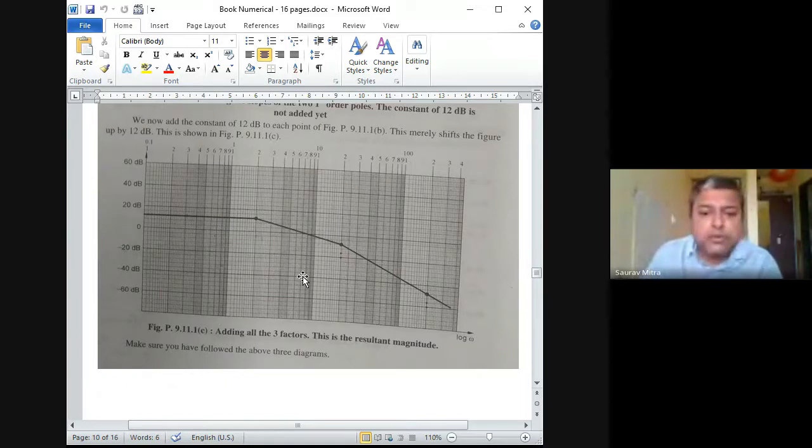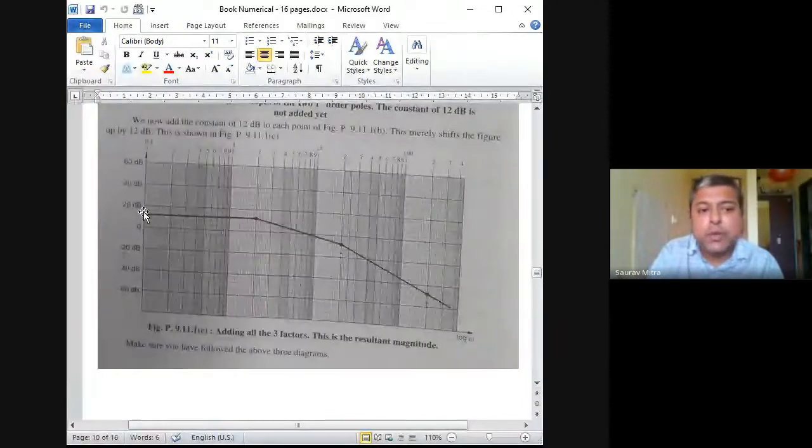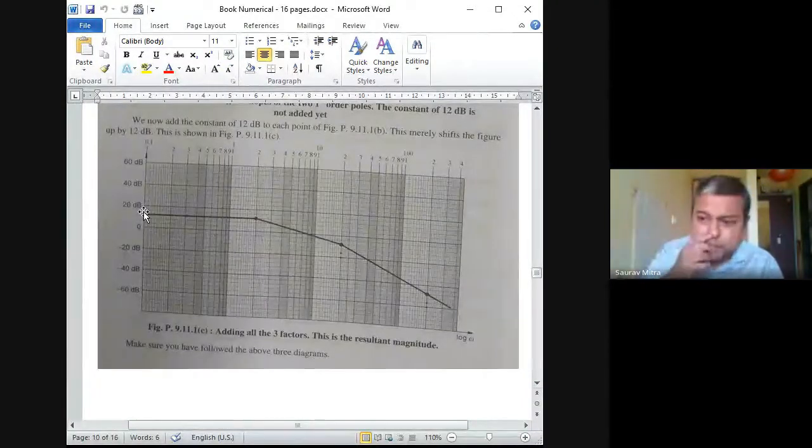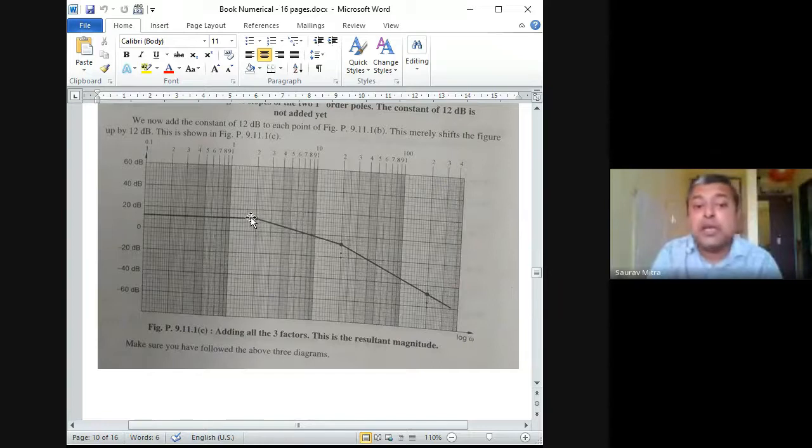What I suggest to all of you who are listening: note these 4 points, starting from point 0.1 comma plus 12. I'm giving you time, so please bring a pen and note these 4 points, and draw them whether you have understood it or not. The first point is 0.1 comma 12. There is no dispute, because initially the whole graph is starting only with the constant 4, and 20 log 4 is 12. It is coming up to 2. Why up to 2? Because at 2 a negative minus 20 dB per decade slope comes in. So the first corner point is 2 comma 12.